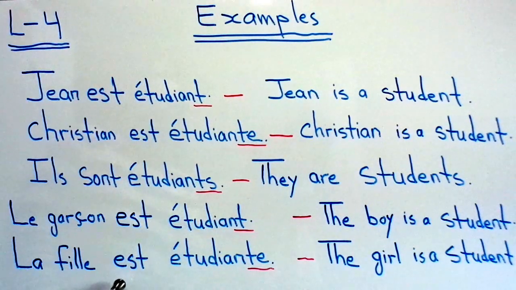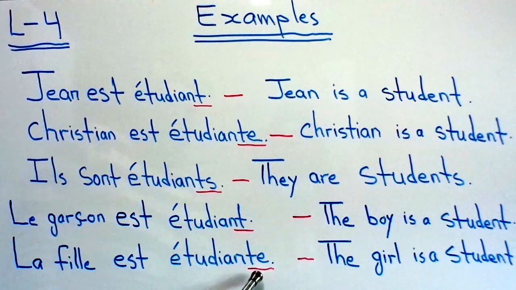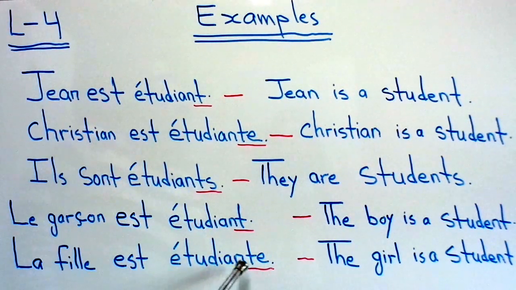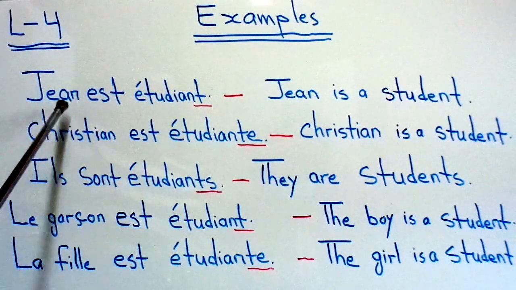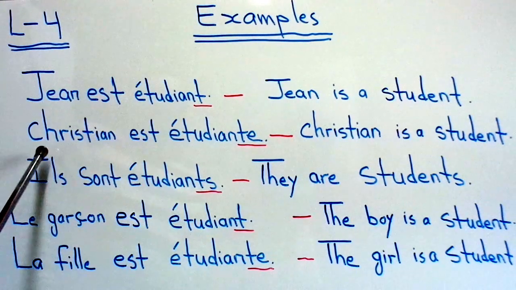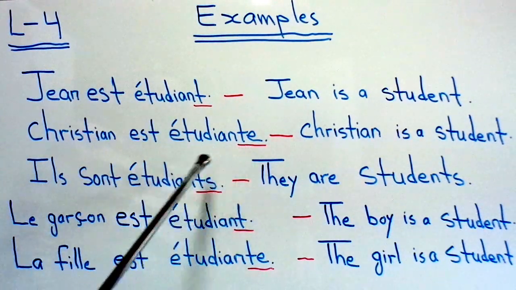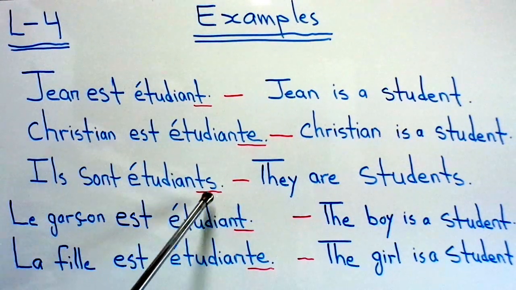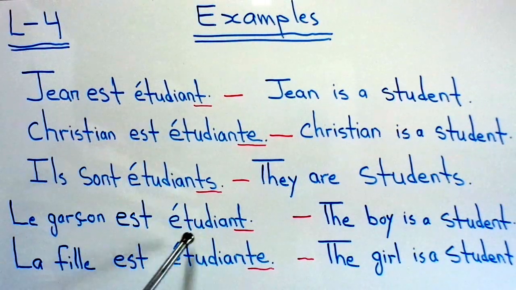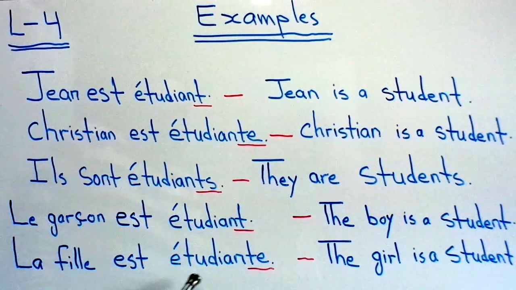La fille est étudiante. The girl is a student. The subject is feminine, or the subject is female. So we add an E at the end to make the noun or adjective feminine, or to make it agree with the subject. I repeat, Jean est étudiant, Chrétien est étudiante, ils sont étudiants, le garçon est étudiant, la fille est étudiante.